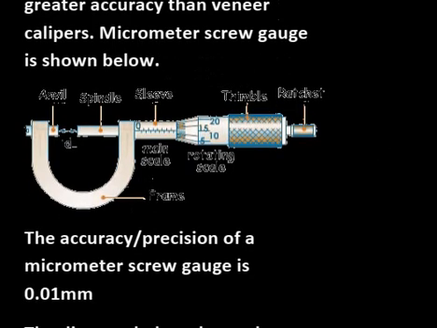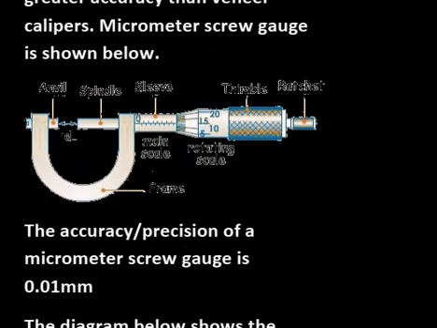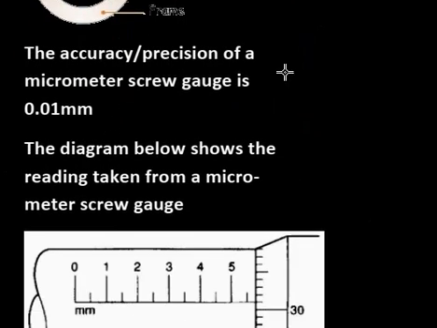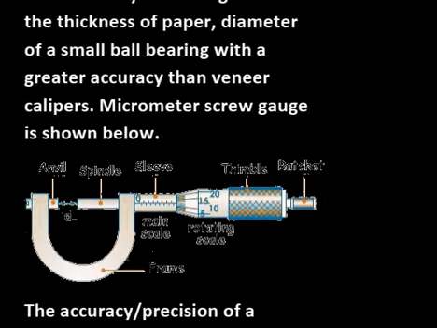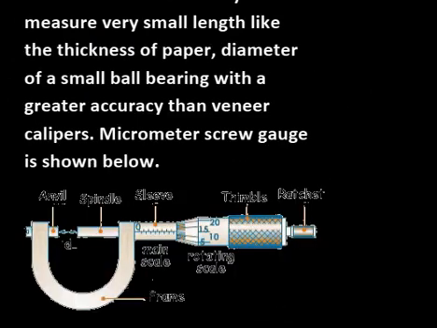And this is the diagram, though it's not really showing well. Now take note that the accuracy and precision of a micrometer screw gauge is 0.01, the same accuracy unit we have with a vernier scale. So now let's look at how we take the reading from this diagram.